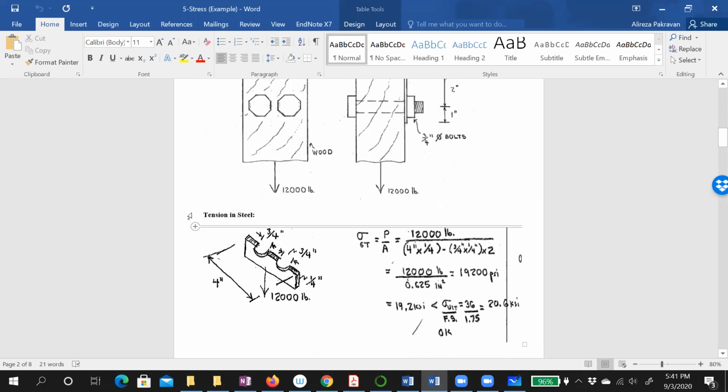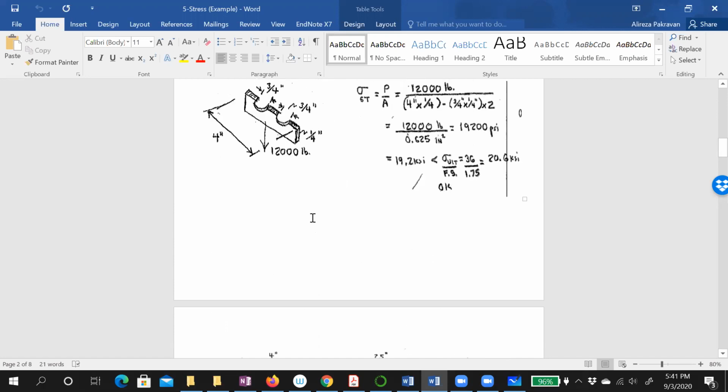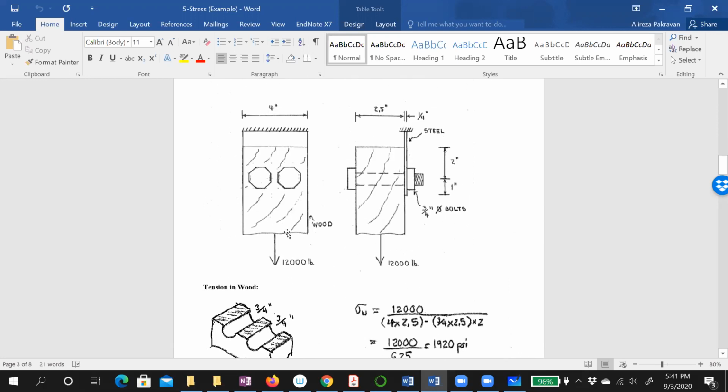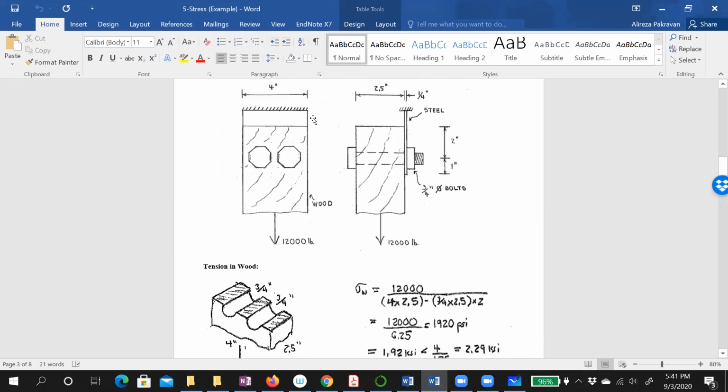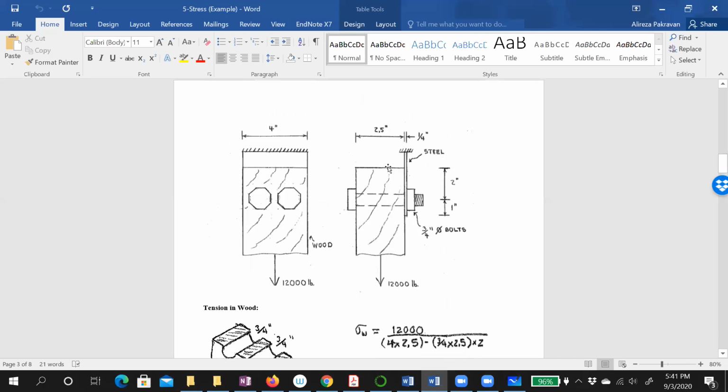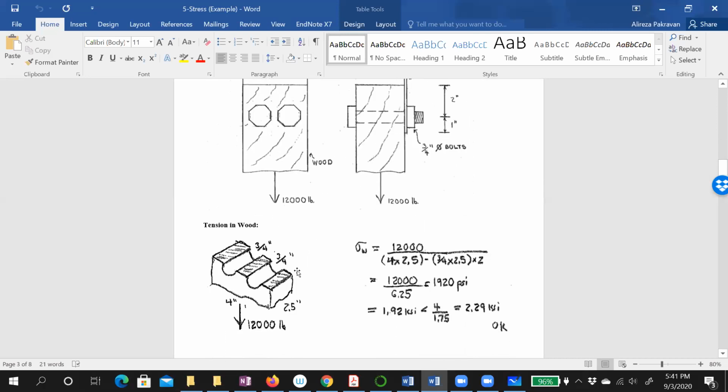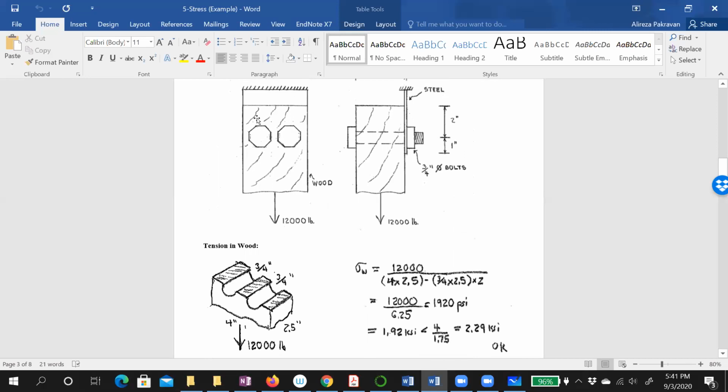So that's about tension in steel. Let's find tension in wood. So again, that's the wood. What's the cross section for wood? It is 4 inches by 2.5. For the steel it was 4 inches by just the thickness, but for the wood it is 4 inches by 2.5. This is the 3D dimension, right? So this is one side, and this side is this, right?